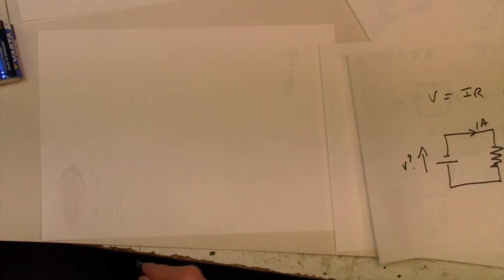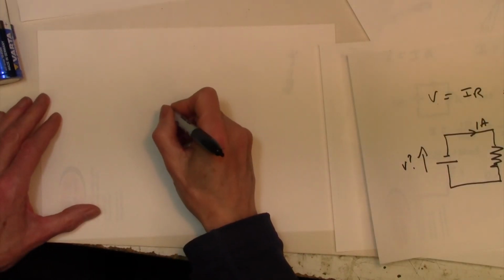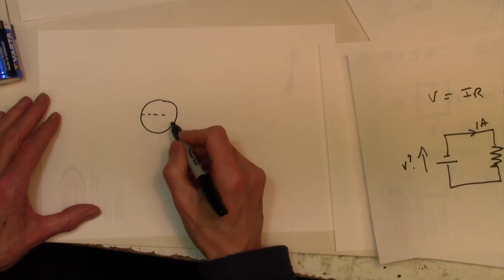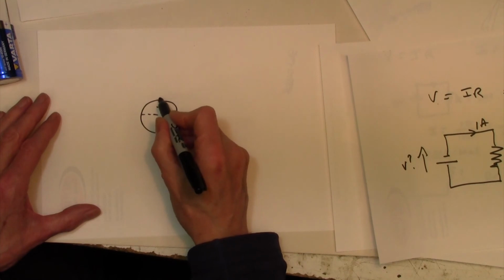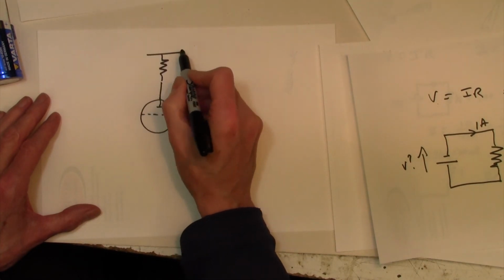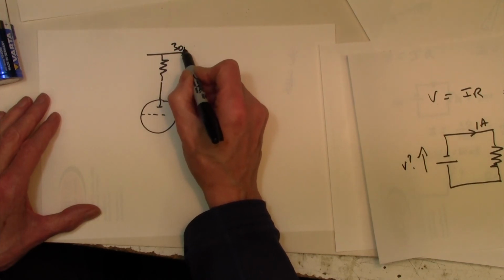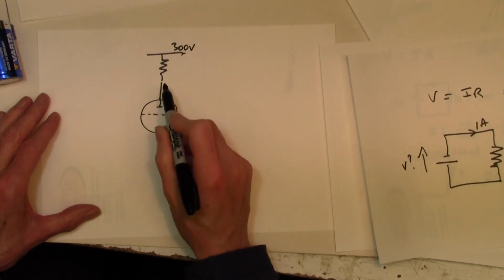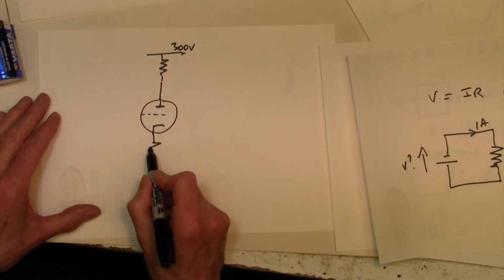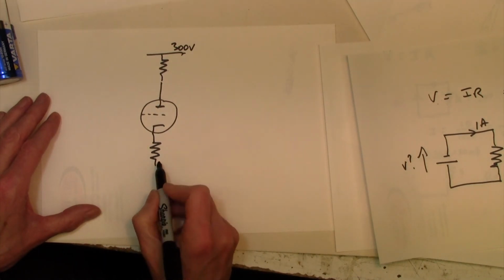So let's now have a look at a practical circuit, which is the sort of thing you might see in a valve amplifier. So here is a valve, there's the grid, here's the plate, here is the plate resistor, and let's say this goes up to an HT of 300 volts. Don't worry about that plate resistor value at the moment. We're interested in the cathode resistor, which is this one here, and this goes down to ground.